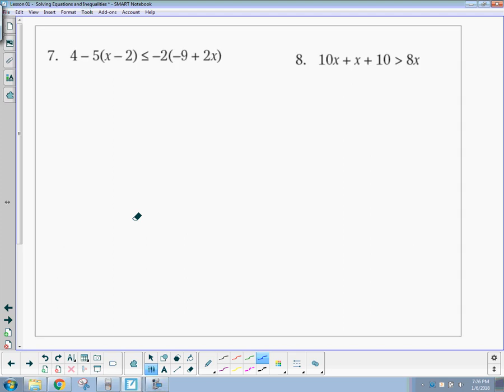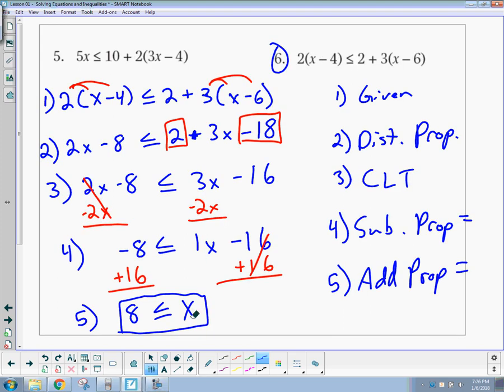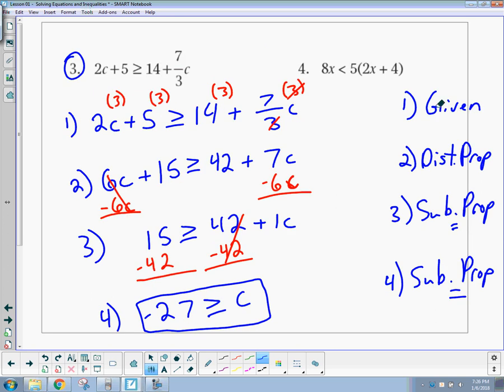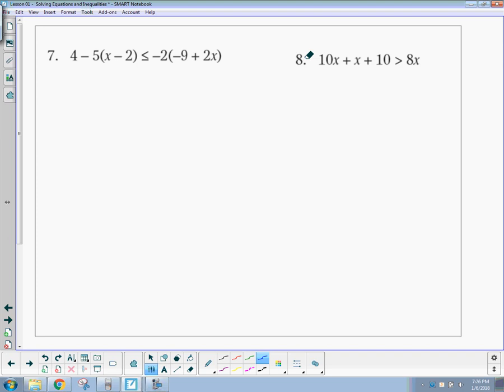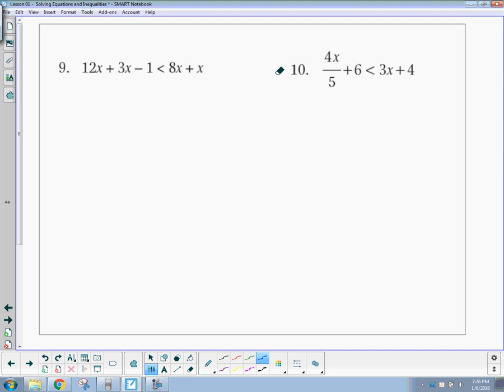So anyway, if you want to try 5 out, you can. If you want to try 4 out, again, just pause the video and then go back and check the answer. Here's 7 and 8. Again, pause the video. If you want to try them out. Again, 9 and 10 if you want to try them out. And here's all your answers.